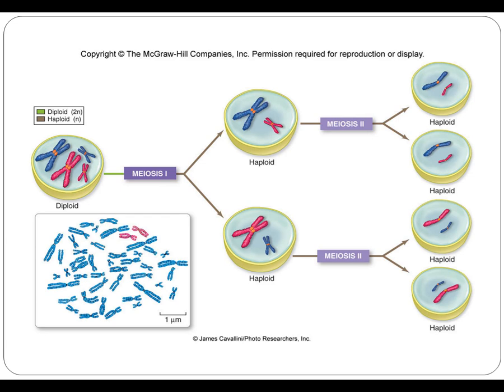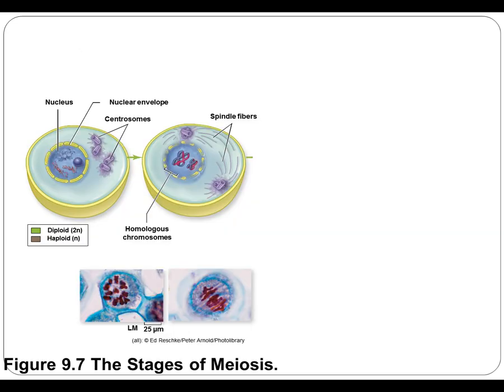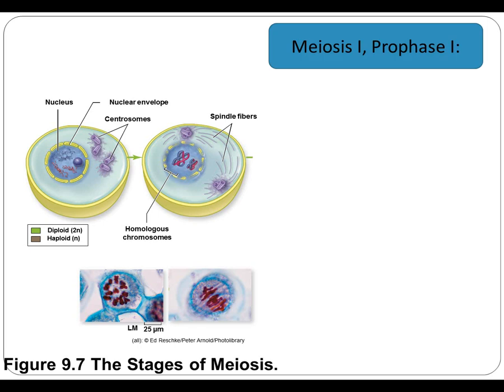So let's go through and look at this a little bit better. During meiosis 1, the DNA is doing what? Condensing. It's becoming visible. So prior to that, prior to prophase, the cell would be in which phase that we've not really mentioned? Interphase. What happens during interphase?